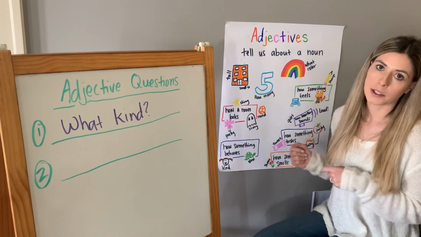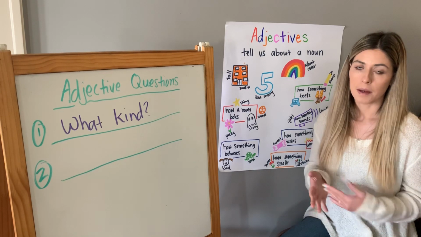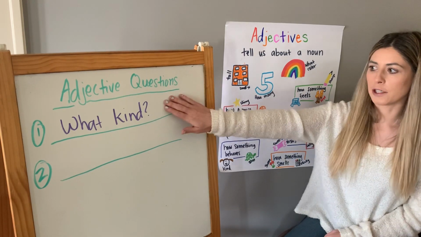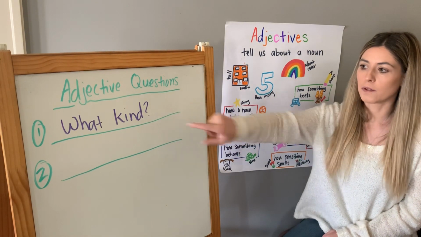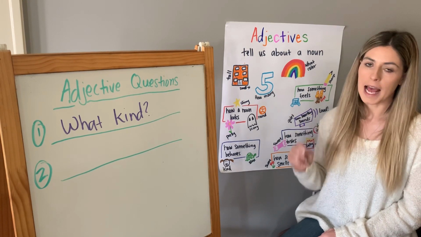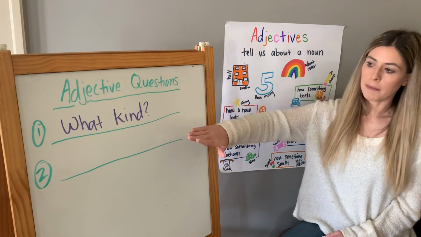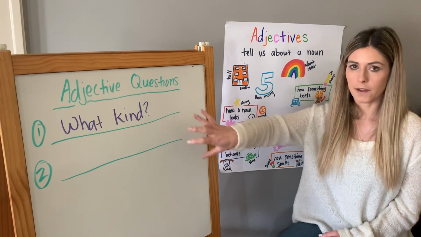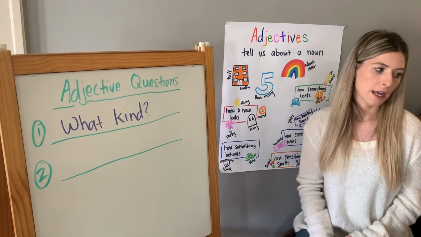Now remember, a noun is a person, place, or thing, so adjectives are words that explain more detail about a person, a place, or a thing. Yesterday we learned an adjective question to help us find adjectives in sentences. If we find the noun and ask ourselves what kind of noun, that can help us figure out what the adjective is that describes that noun. Now, we're going to learn another question to help us figure out adjectives in sentences in a minute. But first, I'm going to show you something I have.